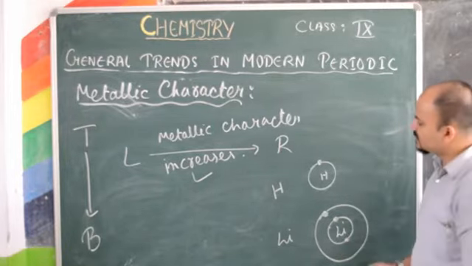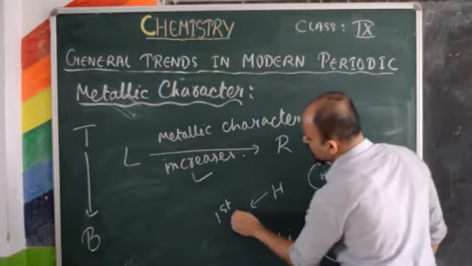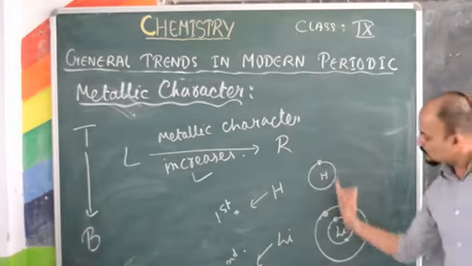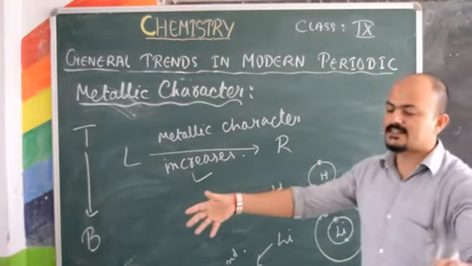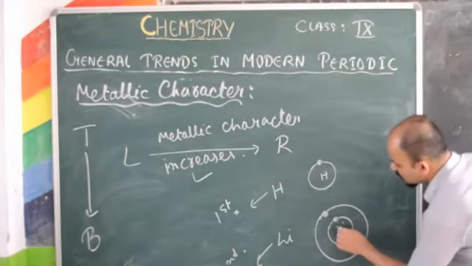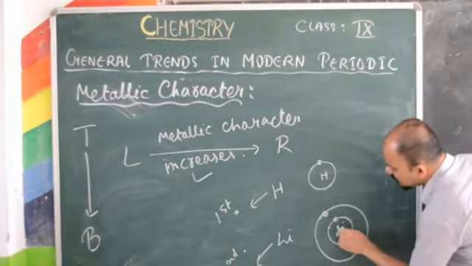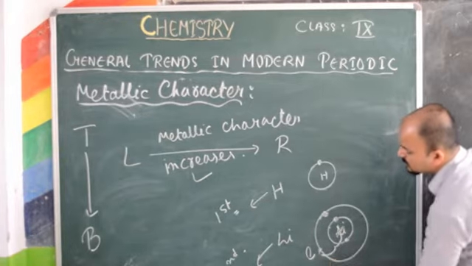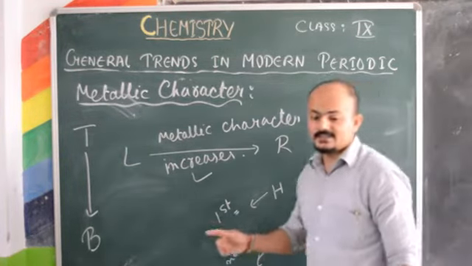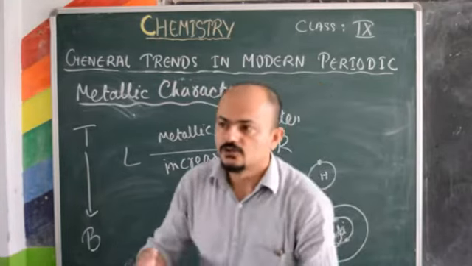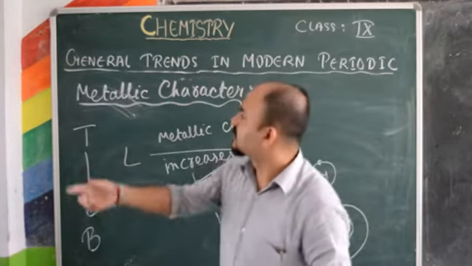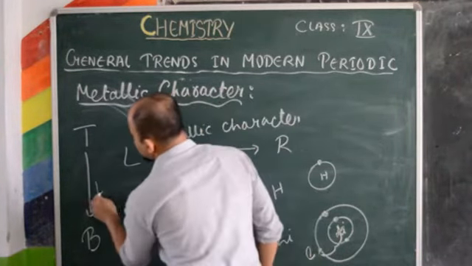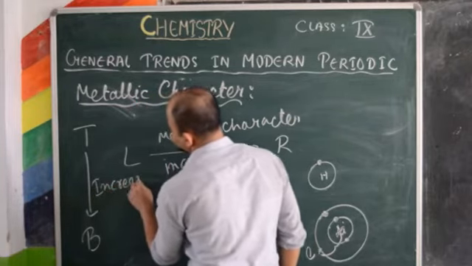Here you can see that this is the first period element, lying in the first period. This is the element lying in the second period. So as you go from top to bottom in the periodic table, the number of cells increases and the size increases. As a result, the positive charge is less effective in holding the electrons present in the valence cell. The distance is more, therefore attraction is less, and hence the electrons can easily be lost. So if the electron can easily be lost, then it becomes more metallic. From top to bottom, therefore, we come to the conclusion that metallic character increases.